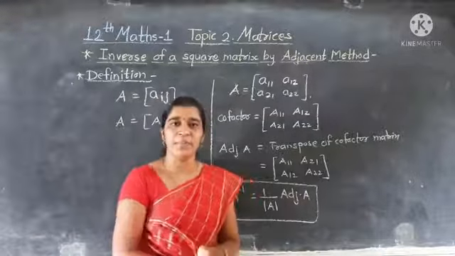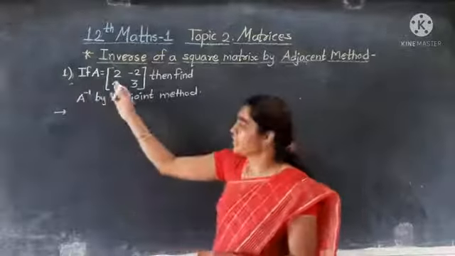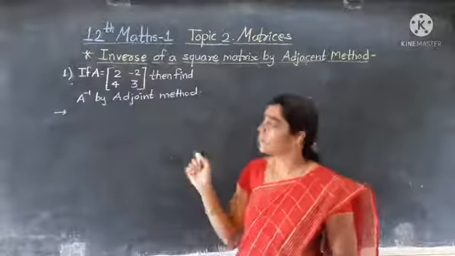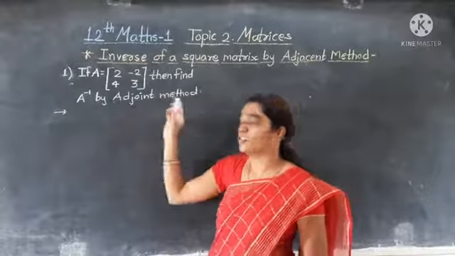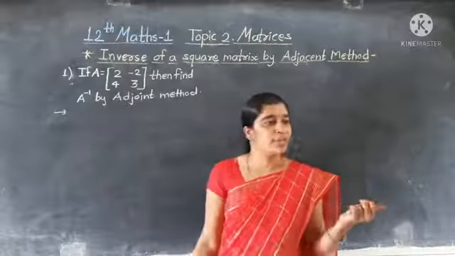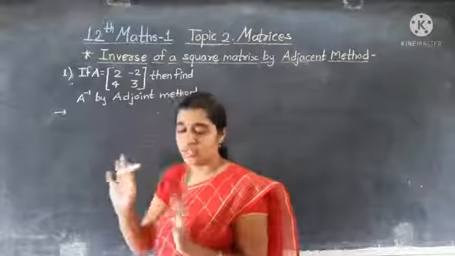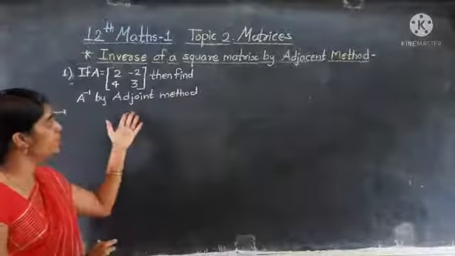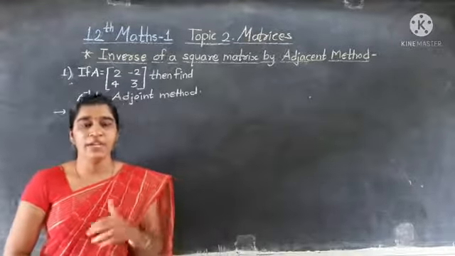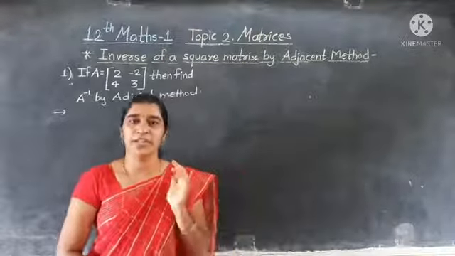So we will see examples on it. See the first example. If matrix A is given as 2, -2, 4, 3, reading row-wise, then find A inverse by adjoint method. Students, this is the A matrix. The order of this matrix is 2 by 2 because there are 2 rows and 2 columns. By using the adjoint method, we find A inverse by the formula adjoint of A upon determinant A.